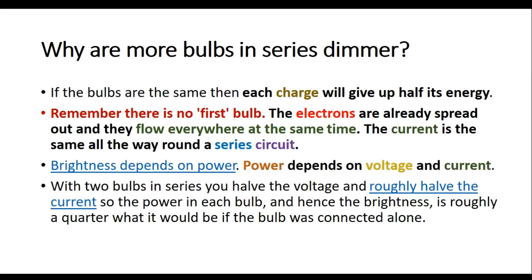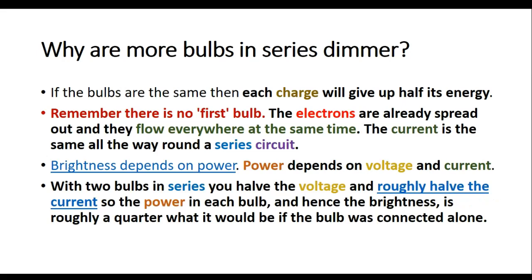Now brightness depends on power, and power depends on the voltage and the current. So with two bulbs in series, you have half the voltage and roughly half the current. So the power in each bulb, and therefore the brightness, is a quarter, roughly, of what it would be if it was just a single bulb.